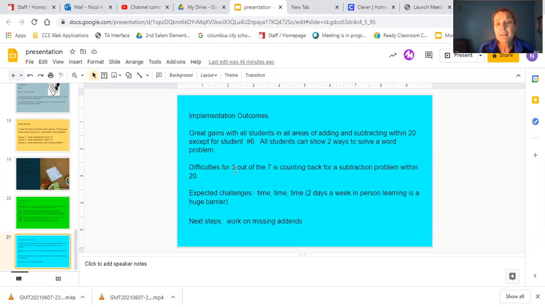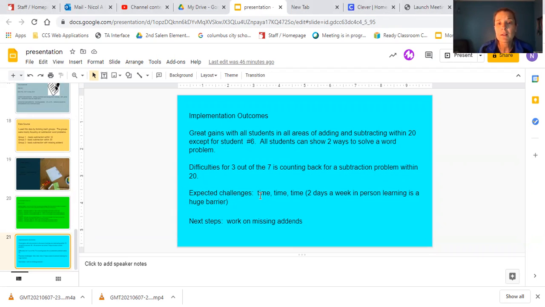Difficulties for 3 out of my 7 students was counting backwards from a subtraction problem within 20, so we could continue to work on that. If they had a number line, it was no big deal, but to count backwards, sometimes they would miss that 13 or 14 when counting higher numbers in the teen numbers.